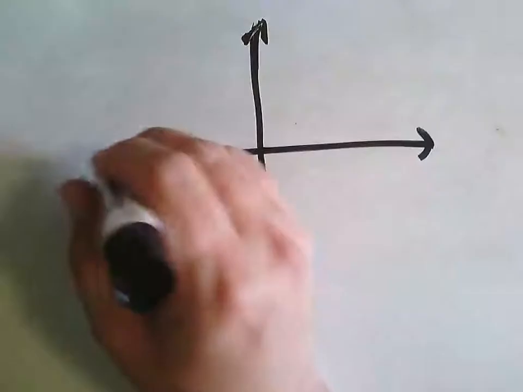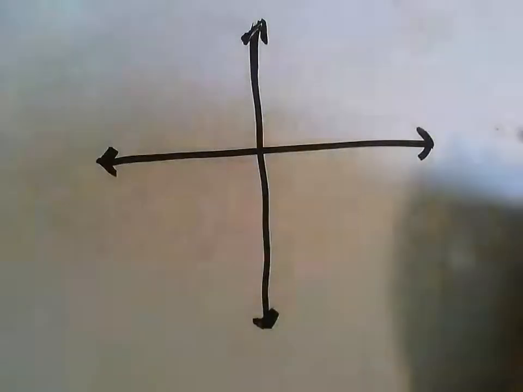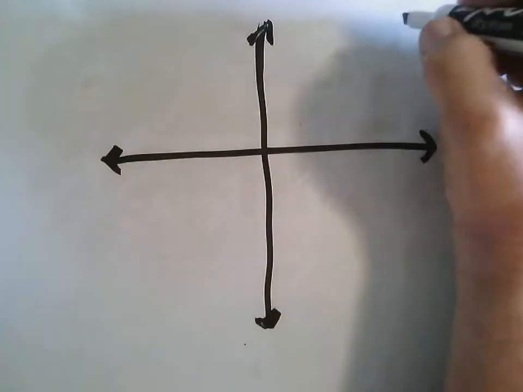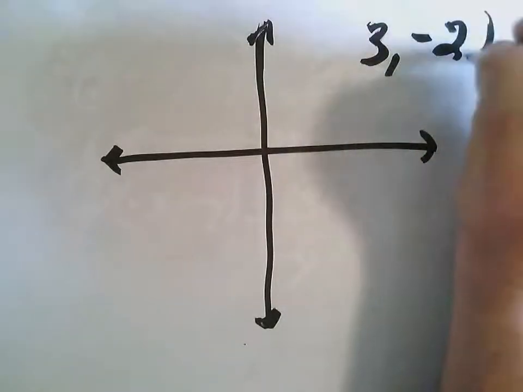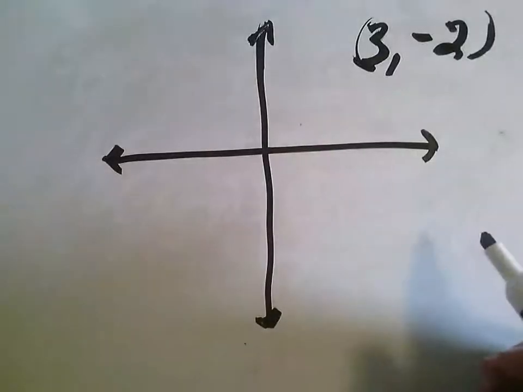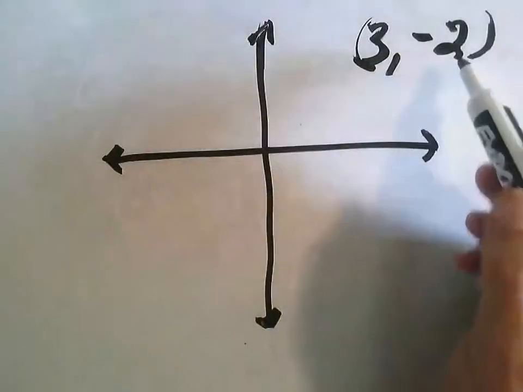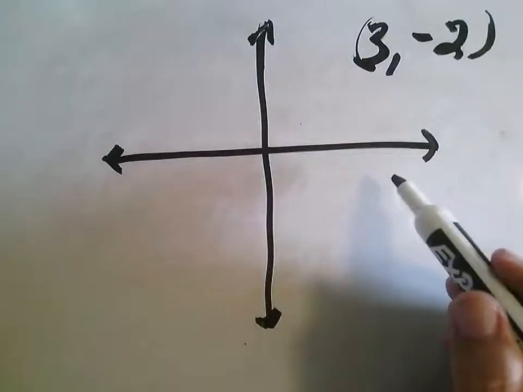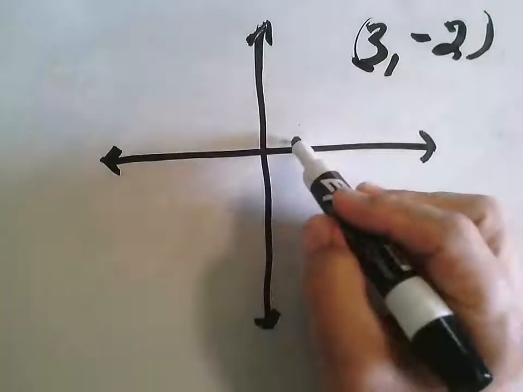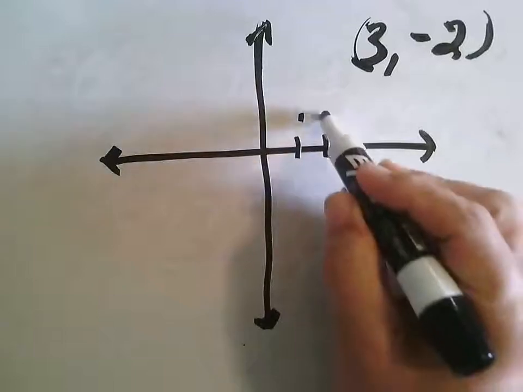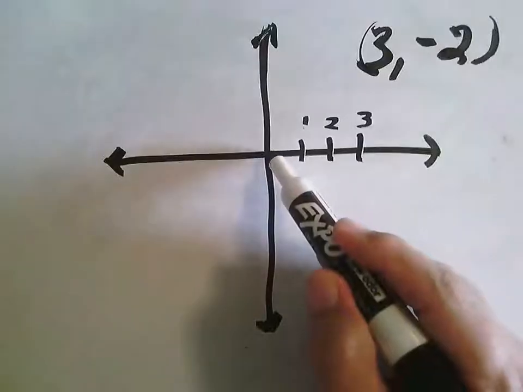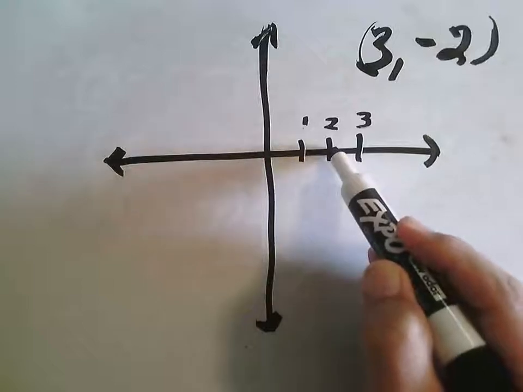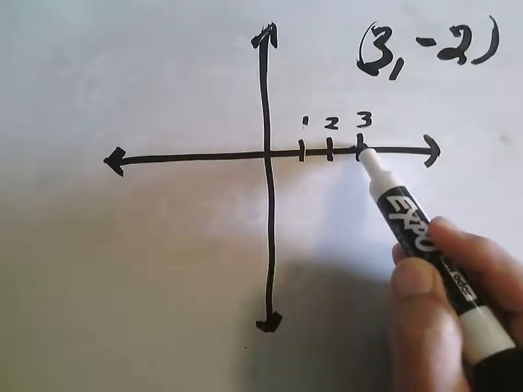So for graphing these, let's say I want to graph a 3 and a negative 2. Well, the first thing I need to realize is which quadrant it would be in. Because this is a positive and this is a negative, I know it has to be in this quadrant. So if I was to label these numbers, this would be 1, 2, and 3. So if I'm graphing 3, I would just count over 1, 2, and 3. That would be my first point.